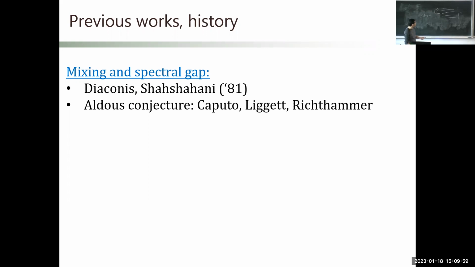Right, and then since this result, people have studied it on many graphs. And one notable result is the proof of Aldous' conjecture by Caputo, Liggett, and Richthammer. So they showed that for any finite graph, if you do the interchange process on the graph, the spectral gap of the interchange process is equal to the spectral gap of the simple random walk on the graph. Which means that in some sense, if you want to understand the mixing time of the interchange, it suffices to understand the mixing of the simple random walk on the graph. So this is Aldous' conjecture.